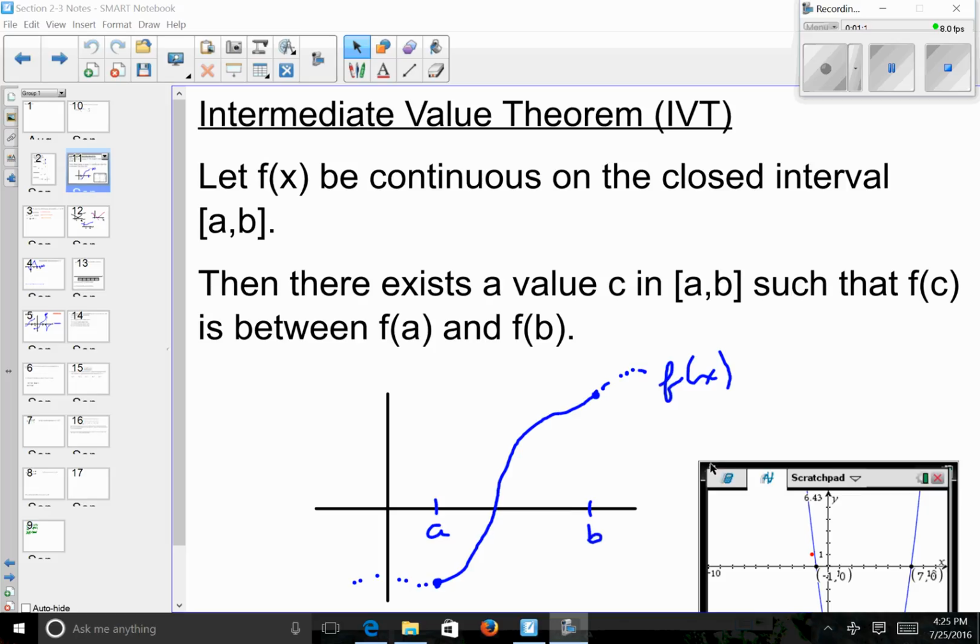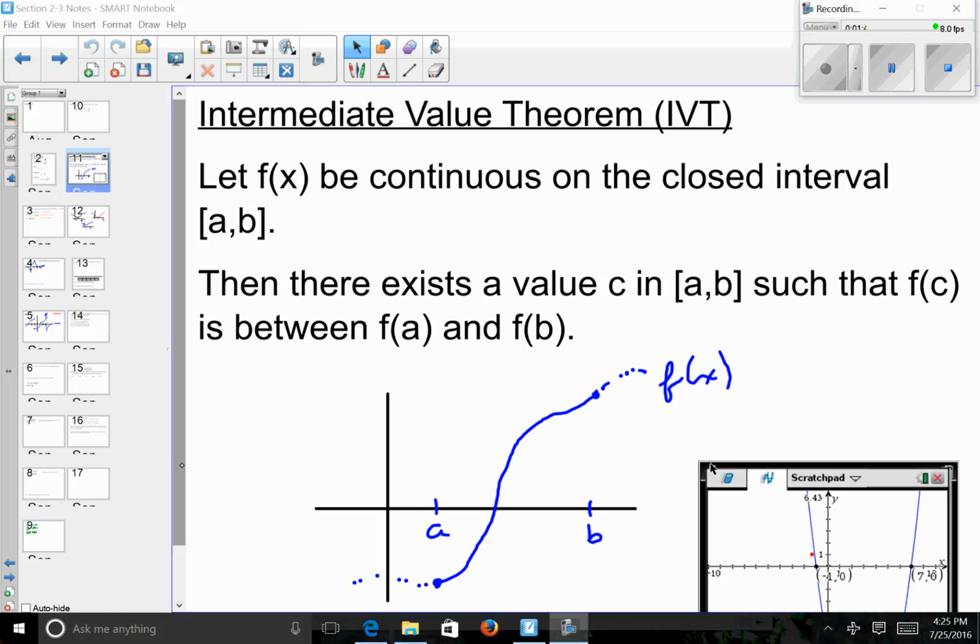If that function is continuous on a closed interval, then there exists a value c between a and b for those x values, such that f of c is between f of a and f of b. Now I know that that's like reading some foreign language for you. So what that means is if I have a continuous function on a closed interval, if I look at the y values of the endpoints, what it's saying is I hit every y value between the two endpoints.